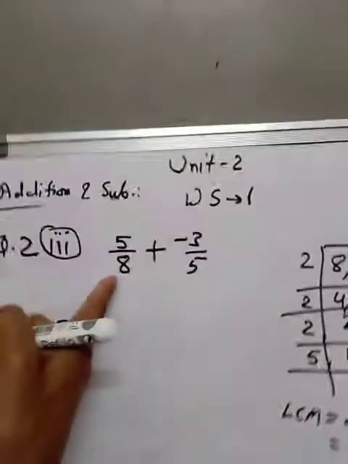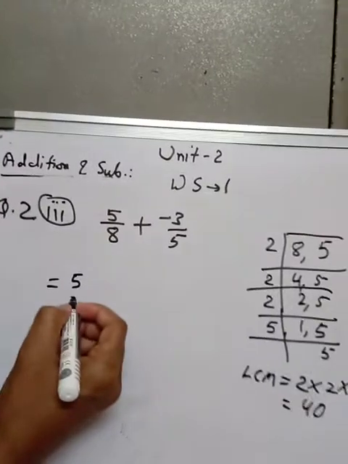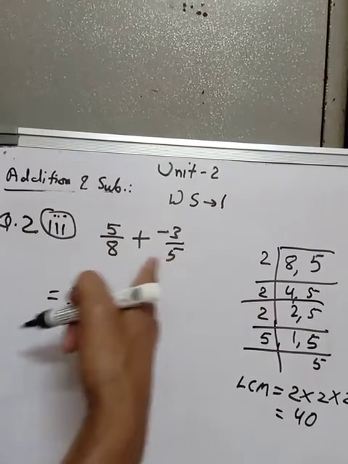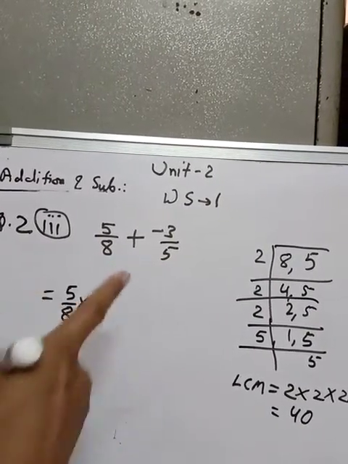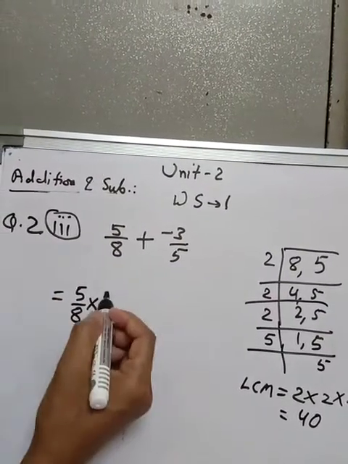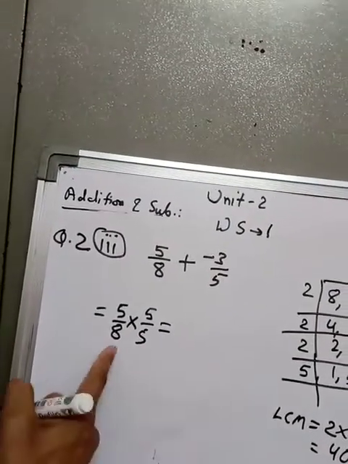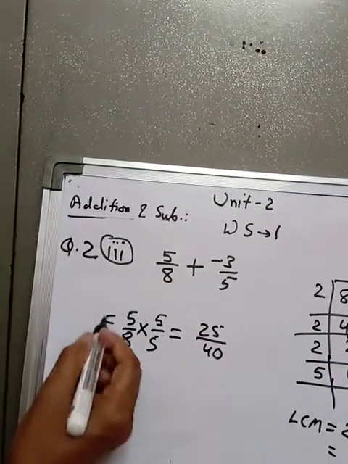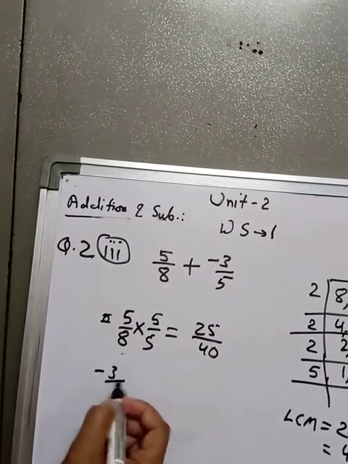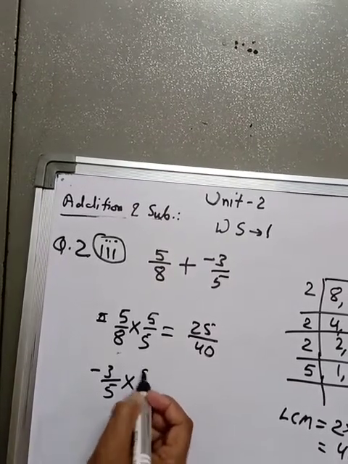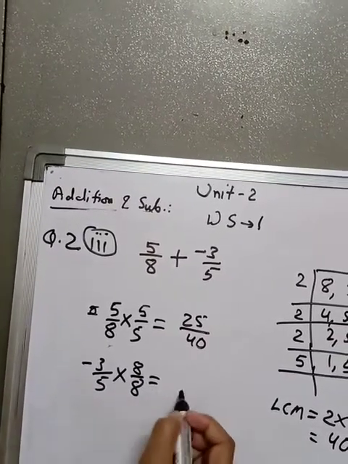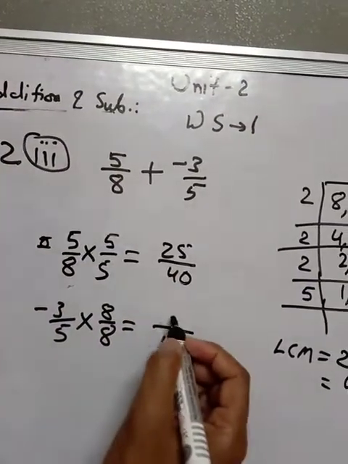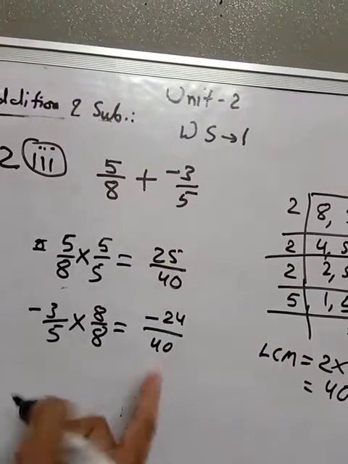Now you bring this 40. We will convert 5 upon 8 into denominator 40, which means we will make both denominators the same. This you have learnt in class 5. So we will multiply 5 by 5 to make the denominator the same. So this will become 25 upon 40. And minus 3 upon 5 will be multiplied by 8 upon 8, so that it becomes 40. Whatever the LCM, we have to bring all the denominators to that. It will become minus 24 upon 40.